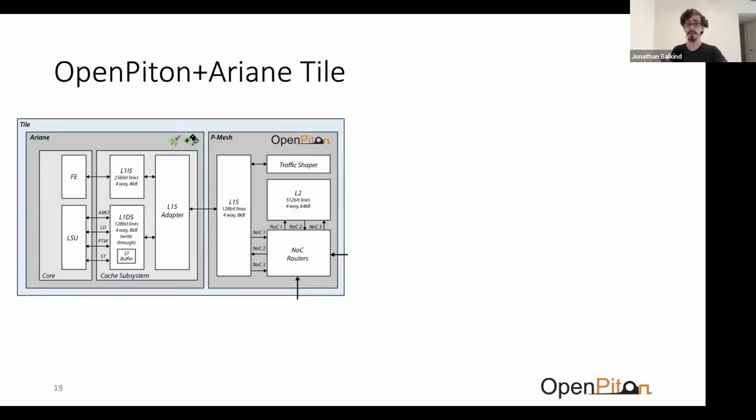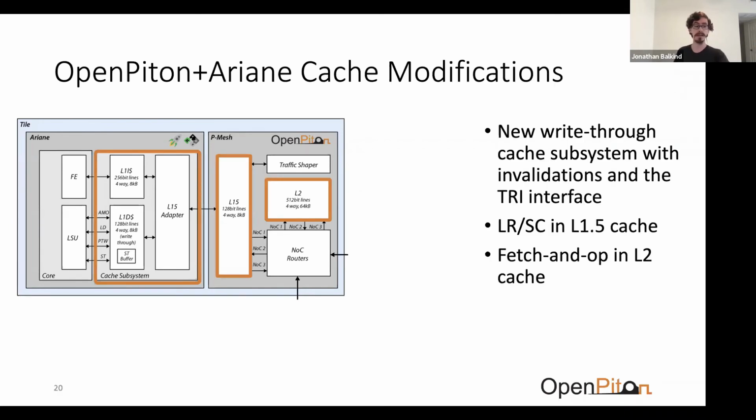And to do this, I'll say a little bit about the design itself. So I showed you the tile before of OpenPiton. This is a slightly different rendering of it. We have the Ariane core on the left, and we have the PMesh part on the right. And so we had to make some modifications, of course, to do this. On the Ariane side, they built a new write-through cache subsystem with invalidation so they could do multi-core, and the speaking tree to the L1.5 cache.